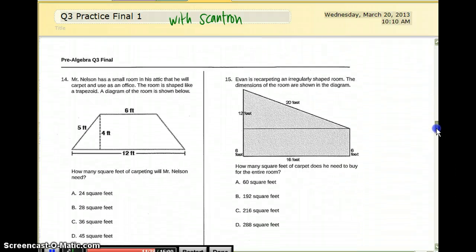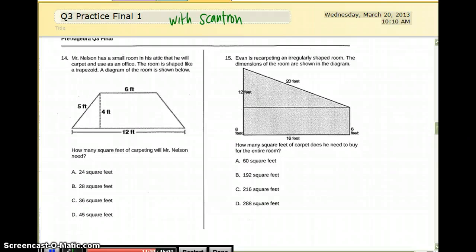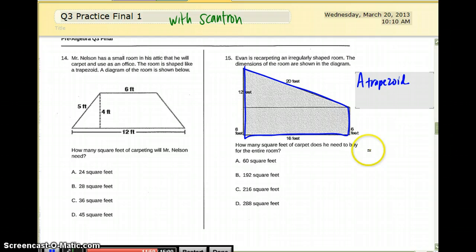Okay, for number 14, as we look at the trapezoid, use the formula. I'm not going to go over that one. We've been covering that in class. 15, you can look at it like a trapezoid if you want to, because the whole shape is a trapezoid. So we can use area of a trapezoid. Or you can look at it as an area for a triangle added with the area of a rectangle at the bottom. And that's okay for you to do that too.